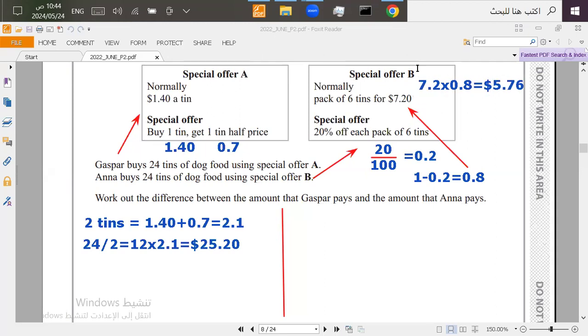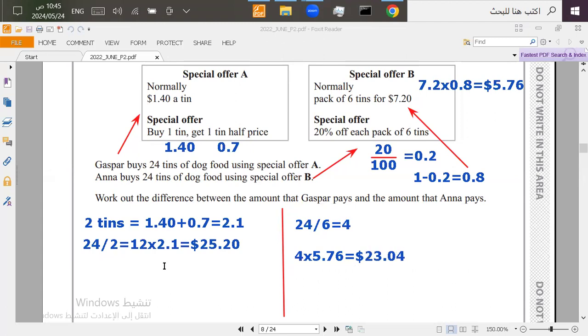So it means that each pack will cost $5.76. Now, how many packs am I going to buy if I'm buying 24 pens? A pack has six pens, so 24 divided by 6 equals 4. So I need 4 packs. Now I'm going to multiply 4 by the price of a pack, 5.76, and I will know how much money she has to pay to get 24 pens. So 4 times 5.76, and the answer is 23.04. So this is the amount of money that she has to pay to buy 24 pens.